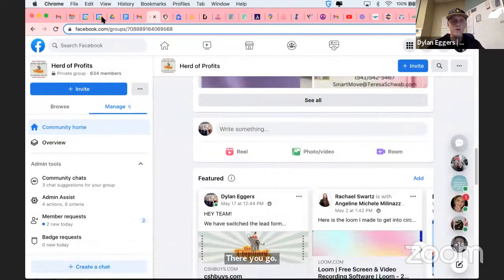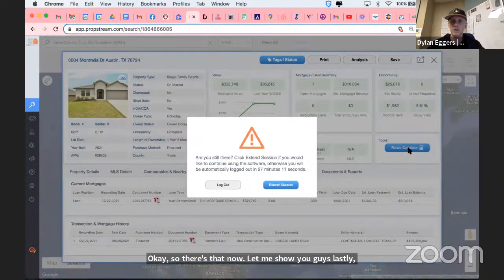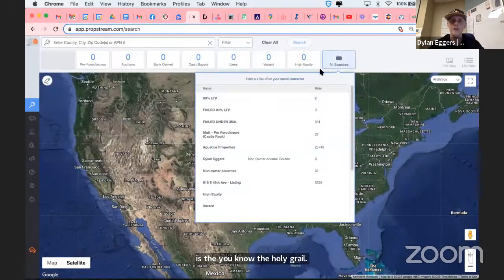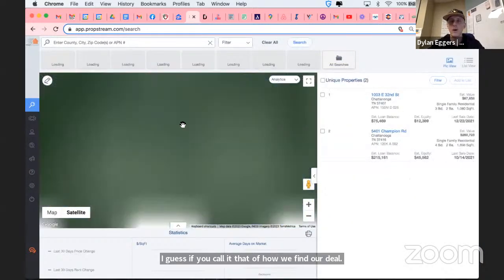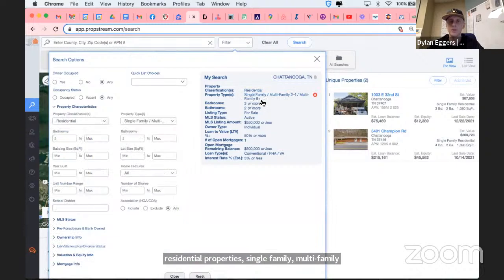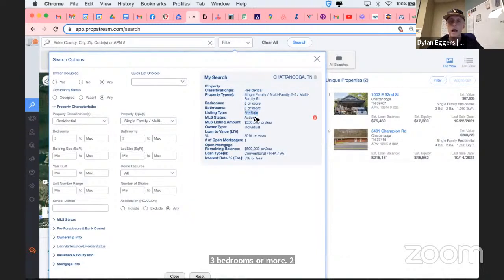Now, lastly, I want to show you the filters again, because I know this is key. This is the holy grail, I guess, if you call it that, of how we find our deals. So 80% LTV is how I have it saved. Again, bust out your cameras if you want to take a picture of this or write it down. Again, it's residential properties, single family, multifamily. It's small and large multifamily, but you typically don't see large multifamily. 3 bedrooms or more, 2 baths or more. We want for sale active properties.